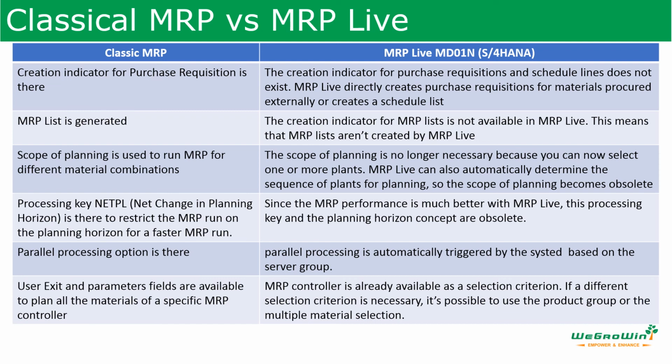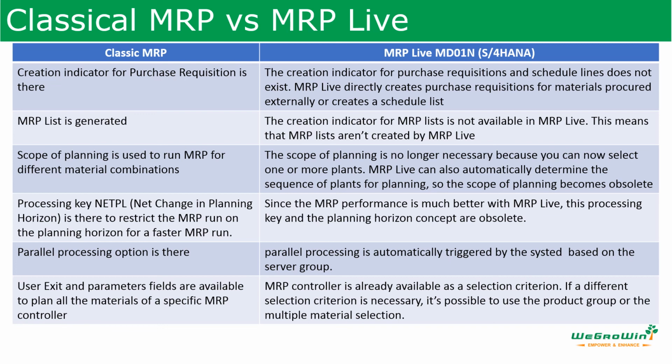Similarly, MRP list generation is available in classic MRP. But in MRP Live, list generation is not available separately, because it is powerful. You can see all the details, the material list and other things, separately. Scope of planning was used in MRP for different material combinations. But in MRP Live, it is no longer necessary because now we are selecting various options here like plant, material group, and MRP controller, and our sequence of planning is decided. So there is no need of having the scope of planning.